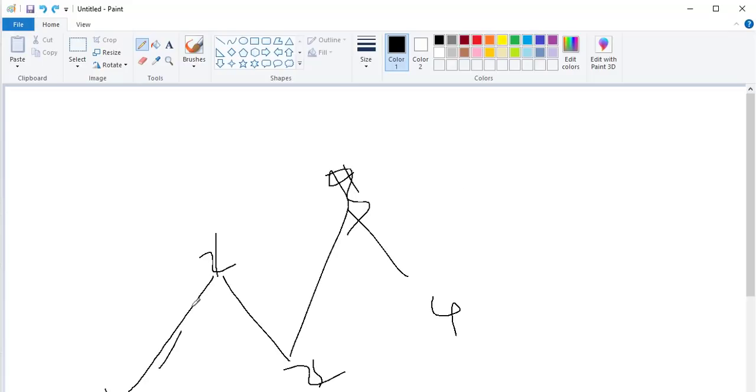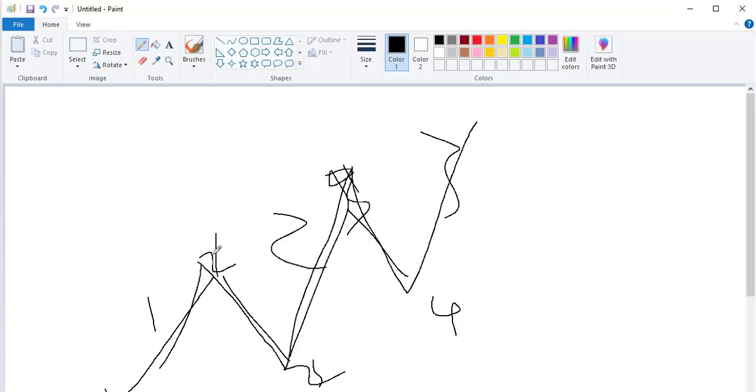What are we saying? We're saying we have wave 1, then we have the correctional wave, then we have wave 2, the correctional wave, and wave 3. So we have 3 major waves: 1, 2, 3. Then we have this correctional wave. This is the basic, basic market structure.